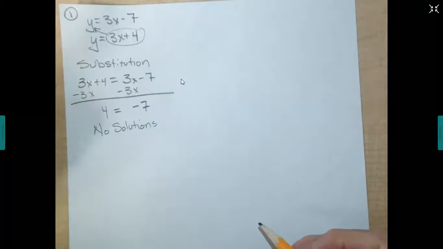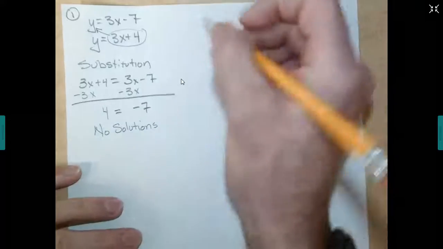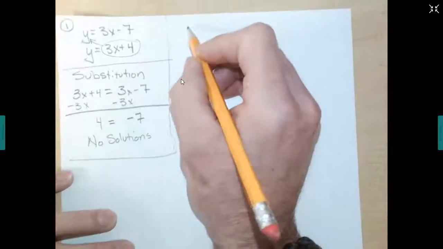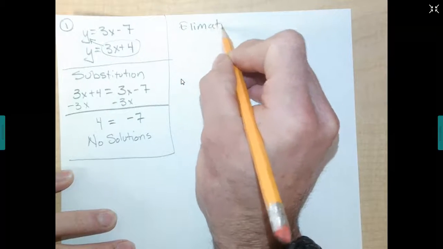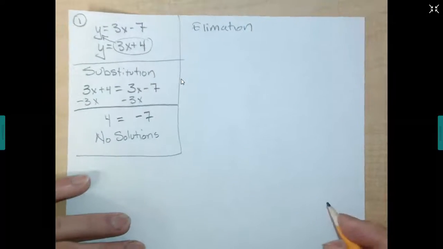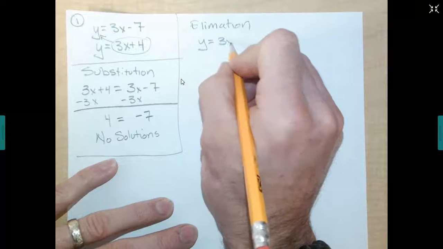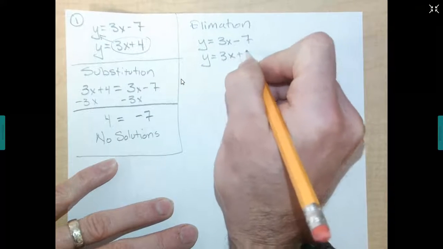So with Desmos graphing, I got no solutions. With substitution, I get no solutions. And now the last one I'm going to do is elimination. Again, you only have to do one of these two, substitution or elimination, plus the graph. So you have to do the graph plus one. For elimination, I have y equals 3x minus 7 and y equals 3x plus 4.